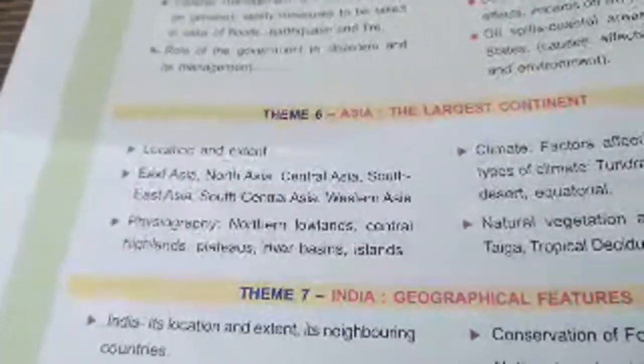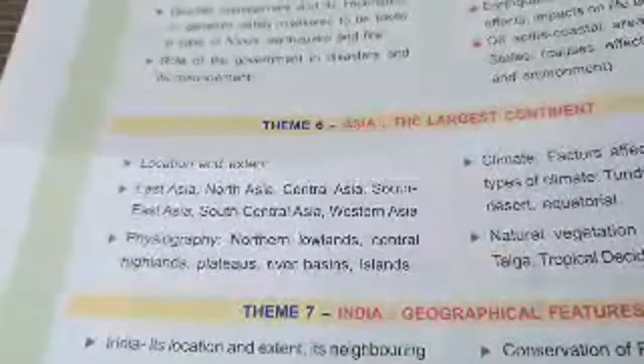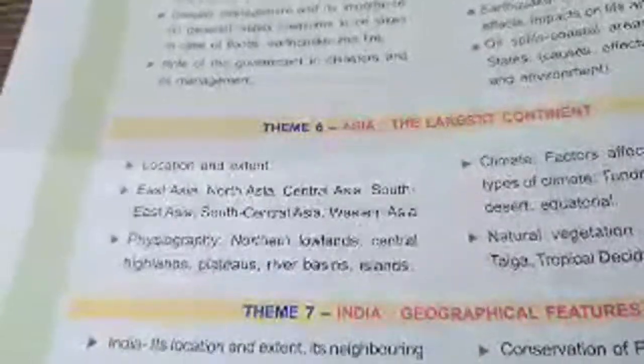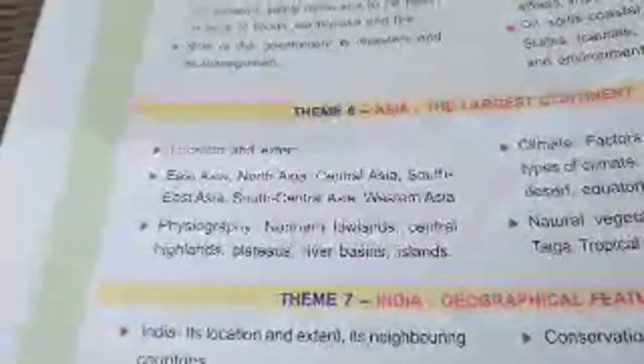So I was telling you about the sixth topic. I was explaining to you about Asia, the largest continent. So you have seen here the location and extent. Then about the different parts of Asia. Different parts means East Asia, North Asia, Central Asia, Southeast Asia, South Central Asia, Western Asia. These are the political divisions of Asia. So this also you will study here.